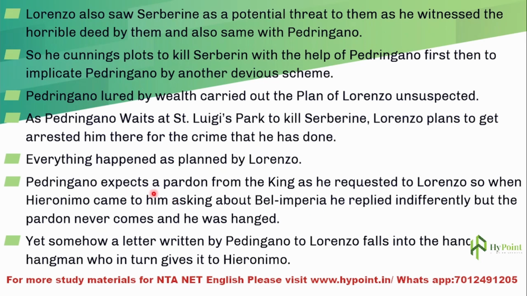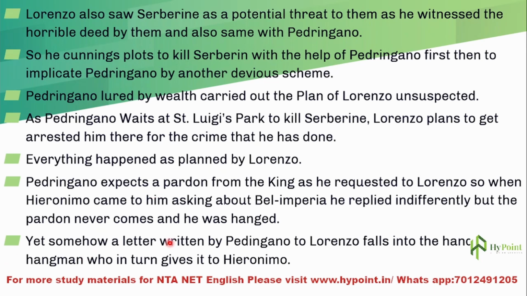So what happens? Pedrigano expected that since he did all these things for Lorenzo, a pardon would soon come from the king, because he requested Lorenzo to make a request of pardon to the king for his crimes. While he was expecting this pardon, Hieronymo came to Pedrigano to ask about Belimperia. He was expecting a pardon, so he could not go against Lorenzo, and he replied indifferently. But Lorenzo sped up the execution of Pedrigano, and he was hanged for the crime. The pardon never comes, and he was hanged.